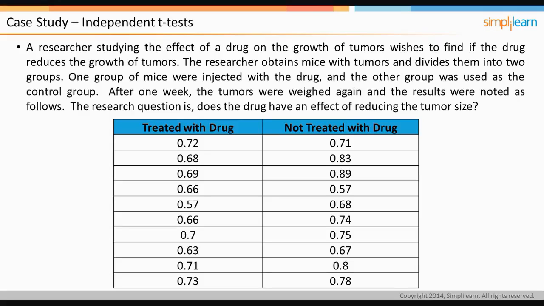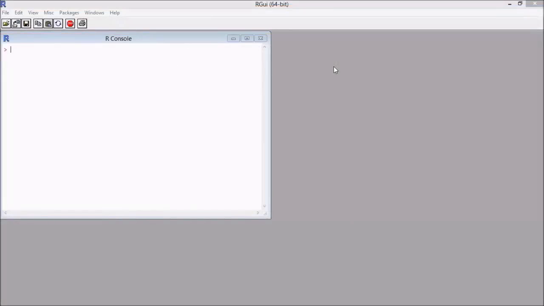Remember that two-sided hypothesis tests would be used when the research question is whether there is a difference in tumor size as the result of the drug. In the video, we will look at how to perform a t-test for this study and if the hypothesis is proved or rejected. Let's start by loading the dataset into R.